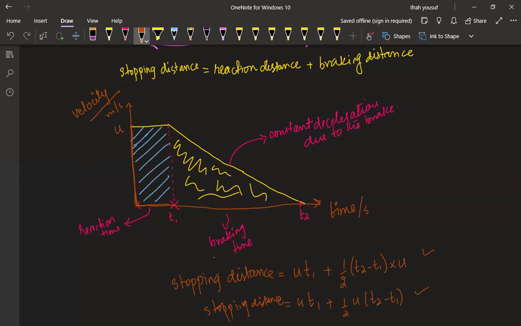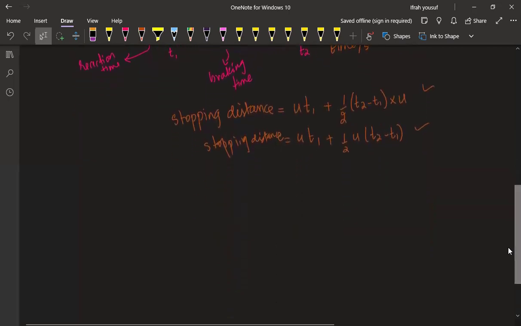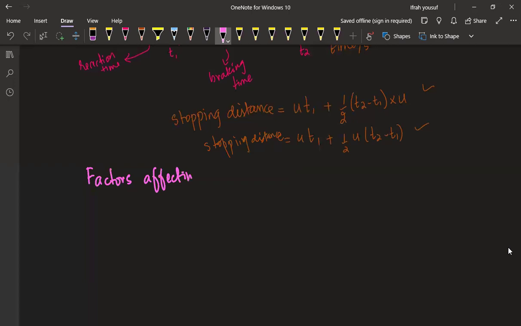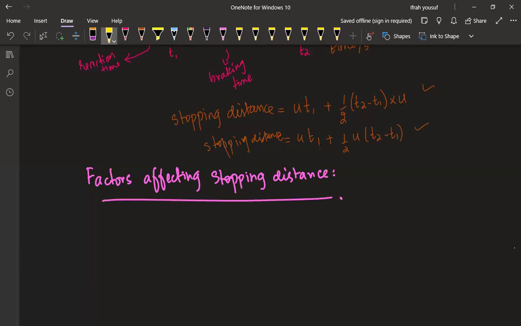Now any question? No. Okay. Now we are going to talk about the factors affecting stopping distance. The first factor is the speed, object's speed, or I can say vehicle speed. So what do you think? If there's high speed, then what will happen? Will the stopping distance be longer or shorter? Longer. Okay.